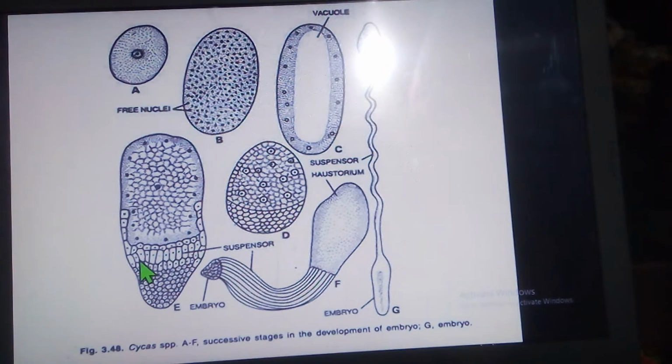You can see here in figure E where they start to elongate, and here they are much more elongated in figure F, and this will form a suspensor. Now what is the function of the suspensor? It will actually serve to push the developing embryo into the endosperm. Here some of the nuclei in the upper region remain without a cell wall. You can see there is no cell wall in the upper region.